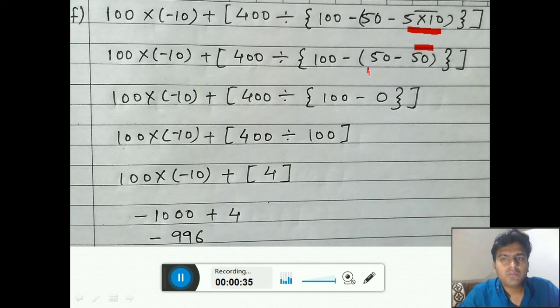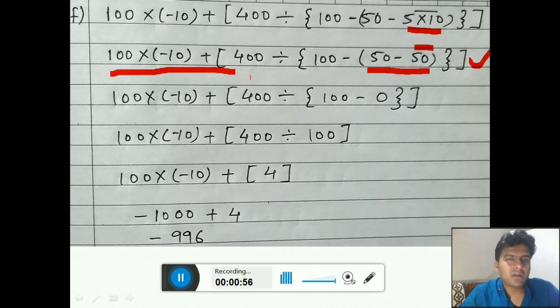Now which bracket do we have to solve? We have to solve the smaller bracket. Inside the smaller bracket 50 and 50 are written, and the sign between them is minus. So 50 minus 50 equals 0. So as the solution of this bracket we got 0. And all other numbers we have to write as they are, without changing any sign.